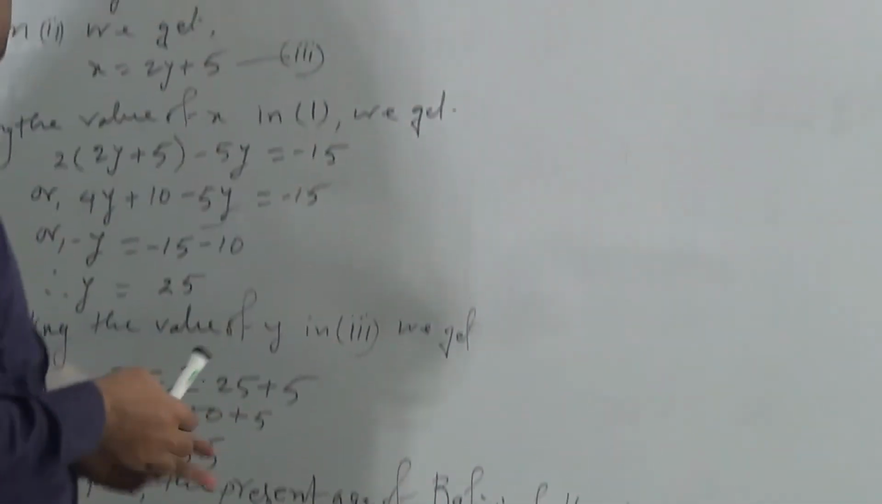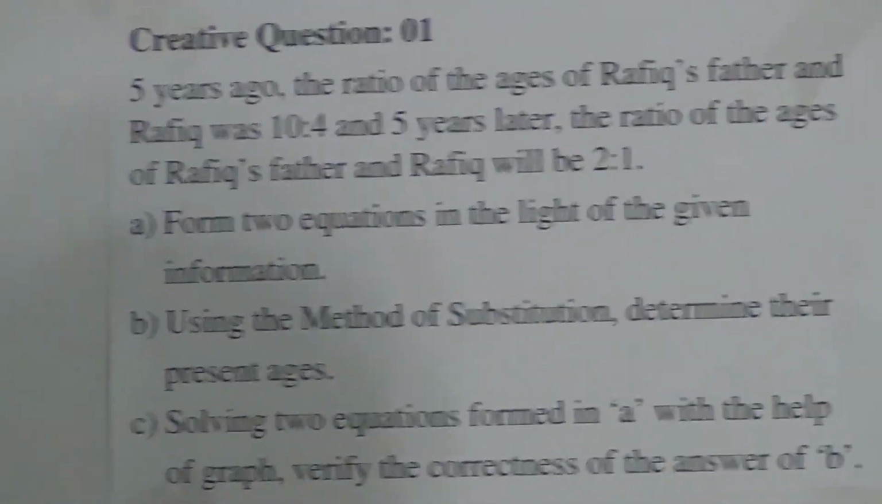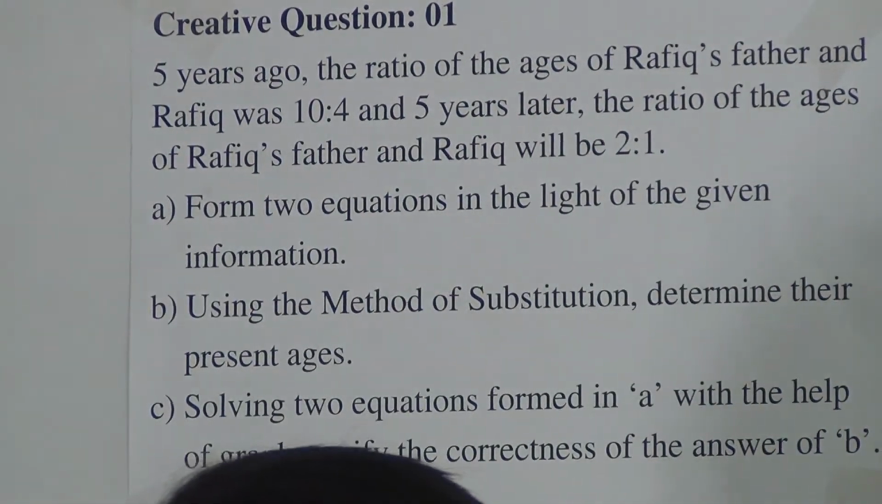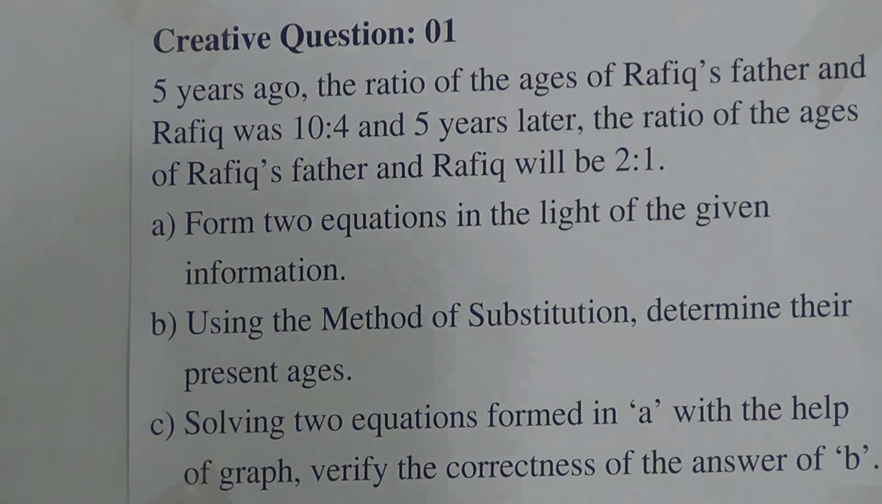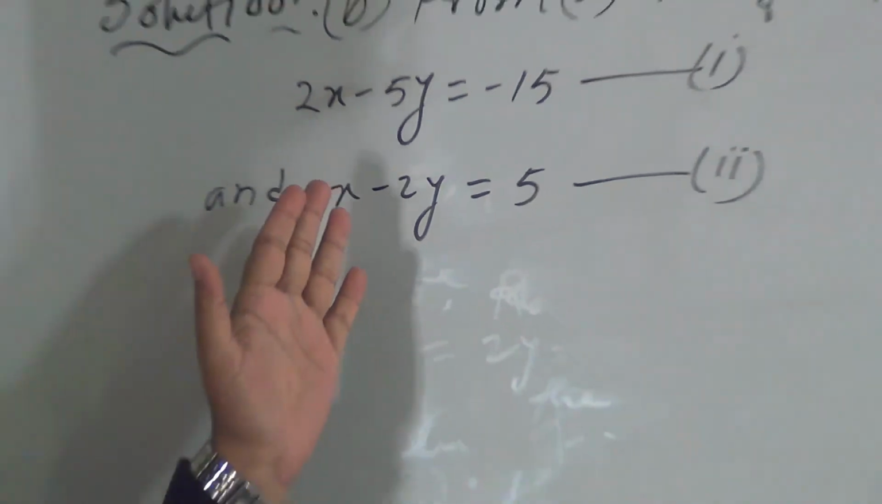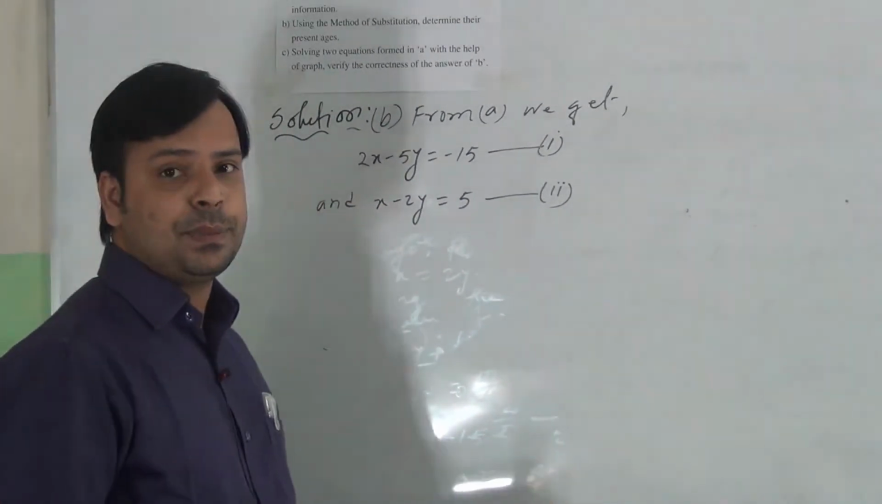Now we need to solve question C. What is question C? Question C is solving two equations formed in A with the help of graph. Verify the correctness of the answer of B. So we have obtained the answer in B: the value of x is 55 and the value of y is 25. So we have to solve these two equations again by graph paper.